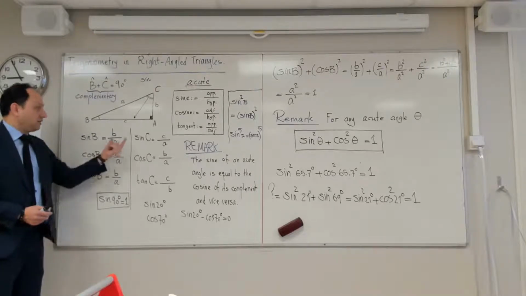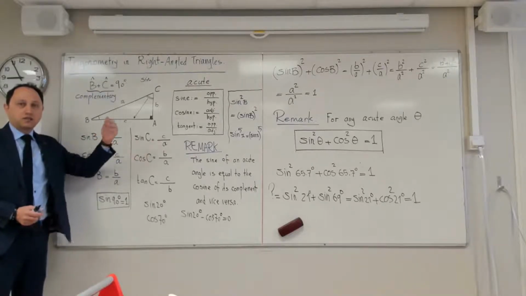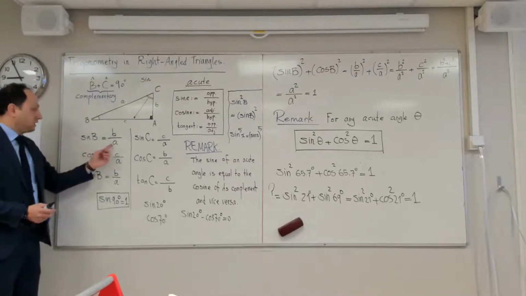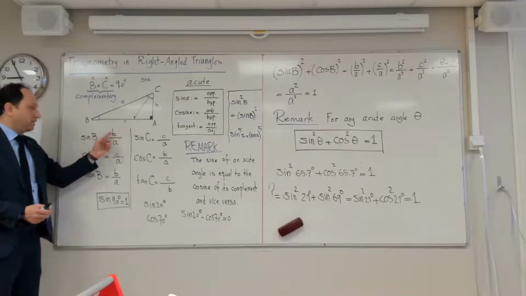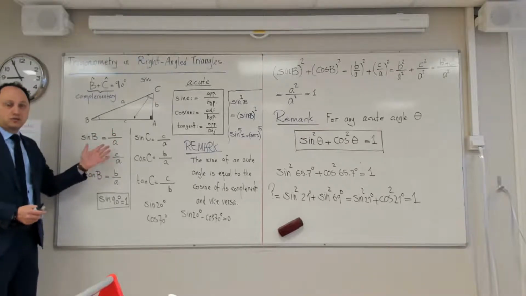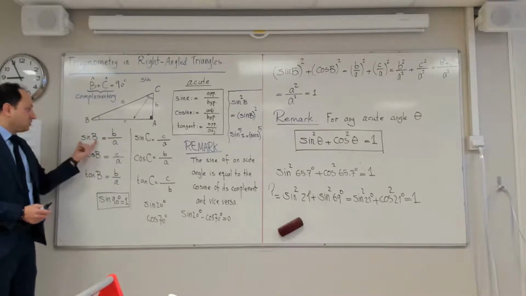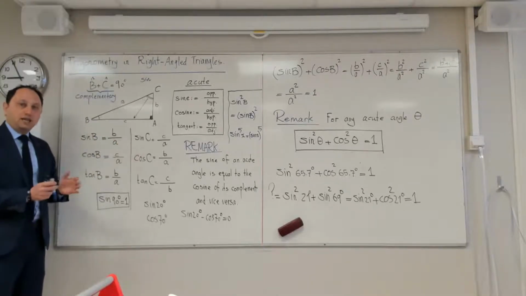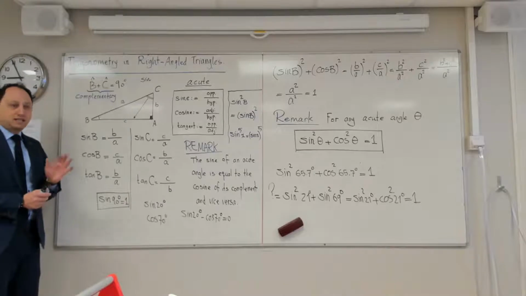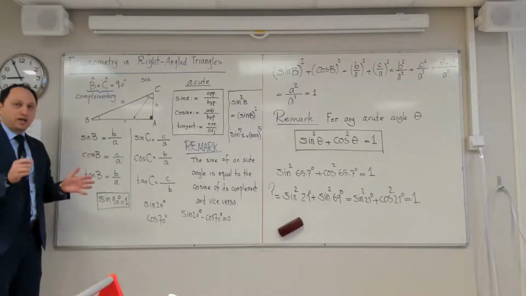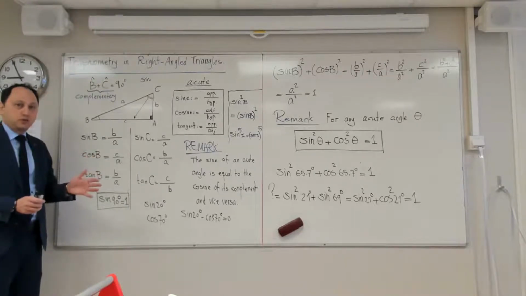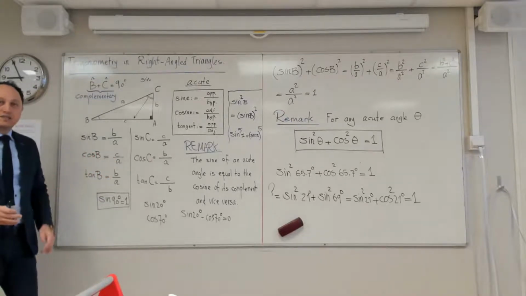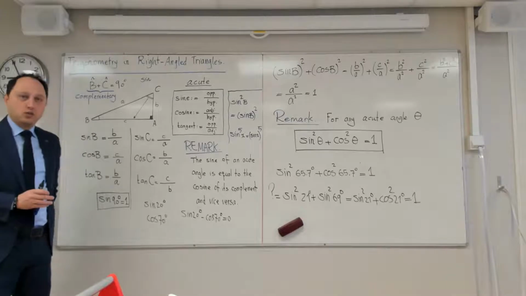So sine of an acute angle cannot be greater than 1. And of course, it is a positive number because these are lengths of these sides and they cannot be negative. So I'm dividing two positive numbers together. So we can say that the sine of any acute angle is a number between 0 and 1. It cannot be equal to 0. It cannot be equal to 1. It is restricted between 0 and 1.